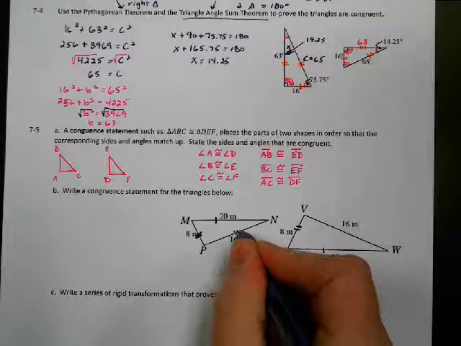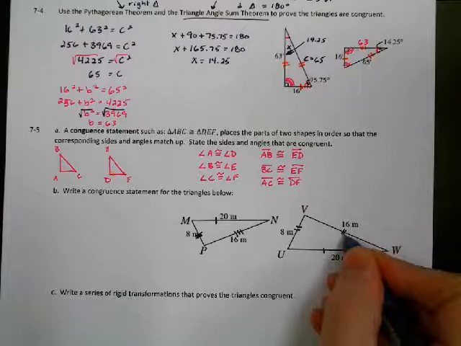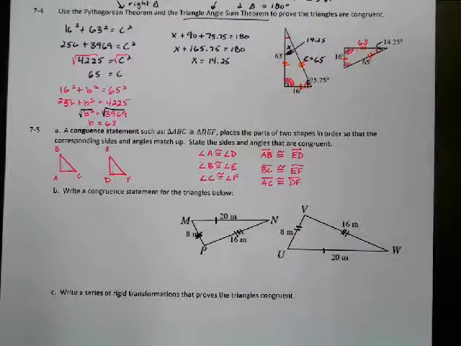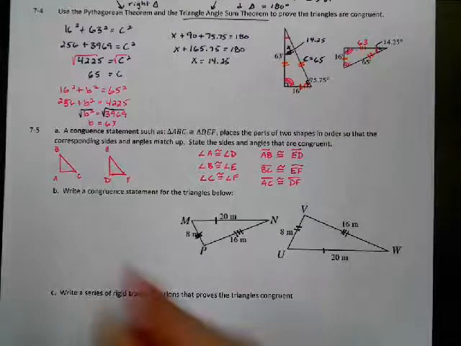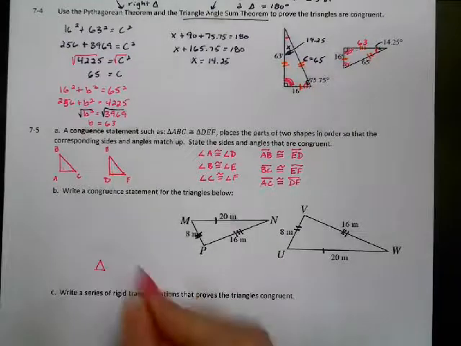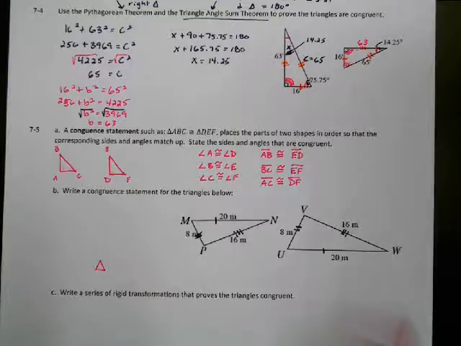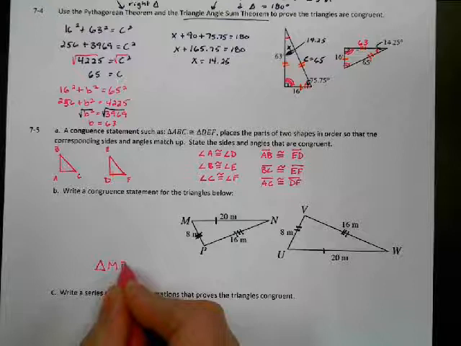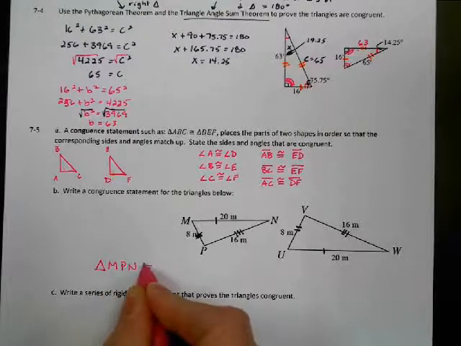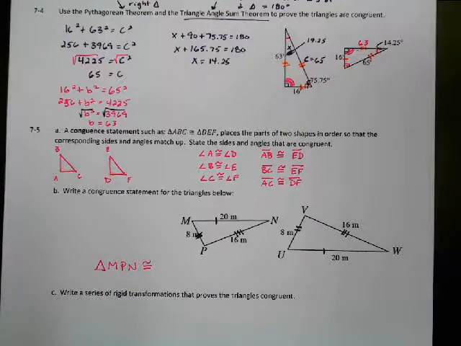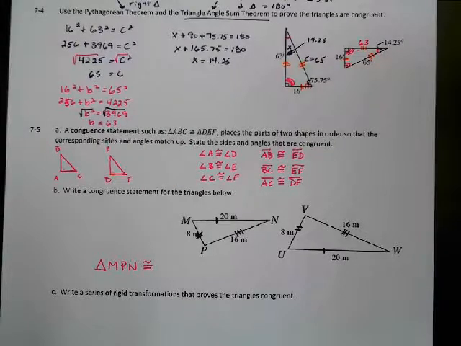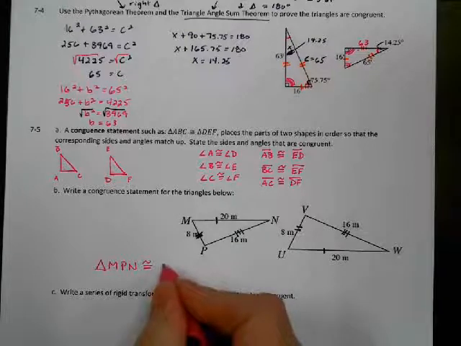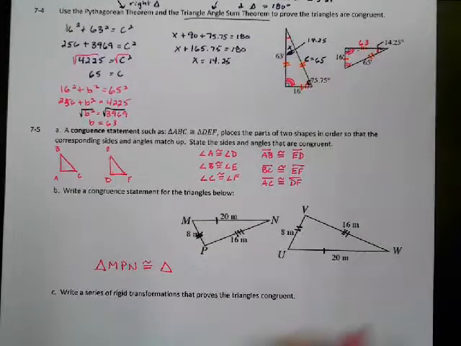Okay, now we want to put them in order. When you put them in order, the first triangle does not matter. I'm going to say triangle, let's do MPN. The first triangle you write down does not matter; you can write it in any order you want. But the second triangle has to match up with what you wrote for the first triangle. The first letter that I wrote down was M. M is between 1 tick mark and 2 tick marks, right?